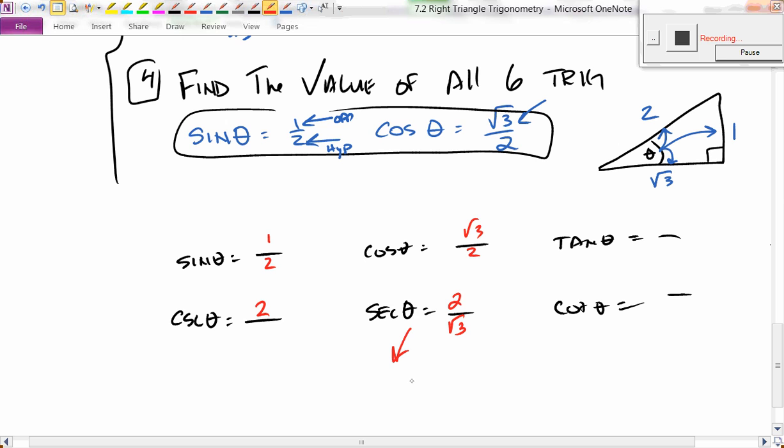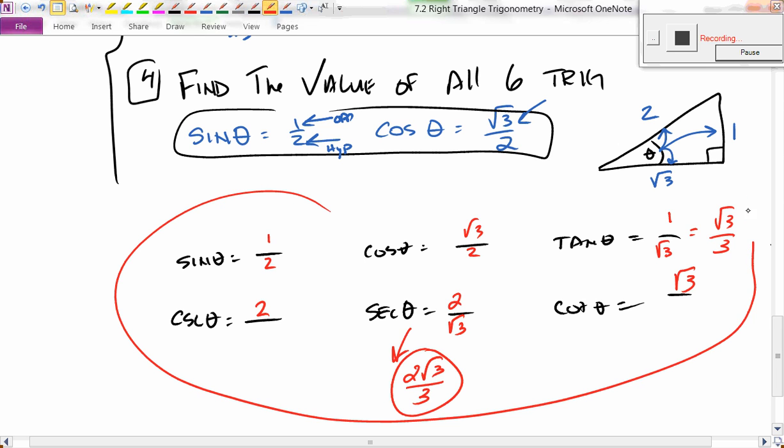But of course, you can't leave it like that. So 2 rad 3 over 3 when you rationalize the denominator. Okay, the tangent is the opposite over the adjacent, so that is 1 over the square root of 3, but of course that's just rad 3 over 3 because you can't leave it like that. And then therefore the reciprocal of 1 over rad 3 for cotangent is just rad 3. And there you go. You have all 6 functions, and that takes like 30 seconds. What do you guys think? Good to go? Okay.